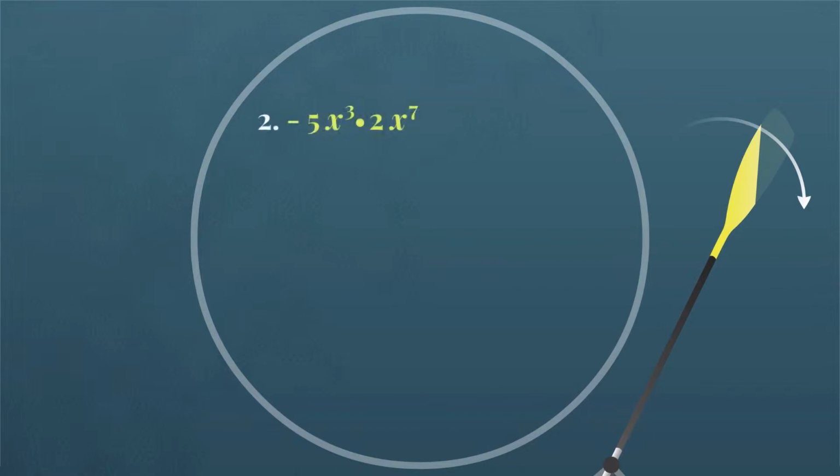Solve negative 5x cubed times 2x raised to the 7. What do you notice? In this example, we have constants and variables together. To solve, the first thing we need to do is to simplify the expression by means of multiplying the coefficients of the variable. The coefficients are the constants, negative 5 and 2. We will isolate them from the variable x, and we have the expression, the product of negative 5 times 2 and x cubed times x raised to the 7.